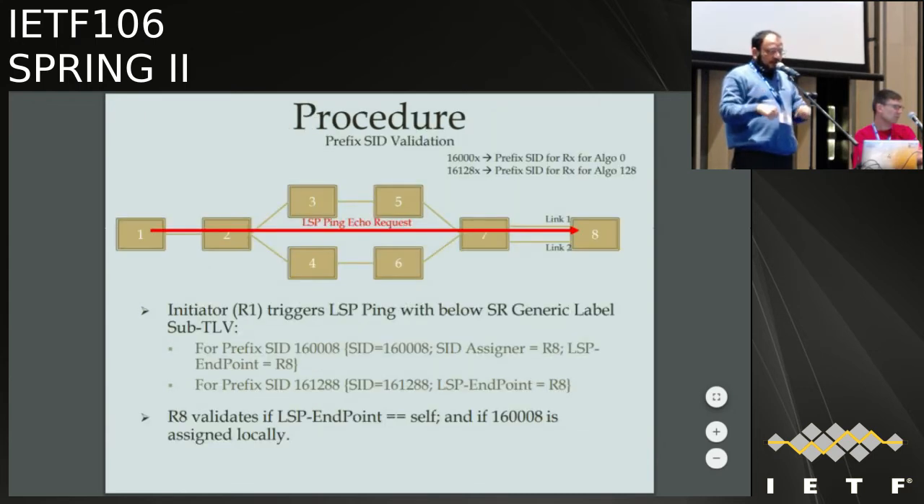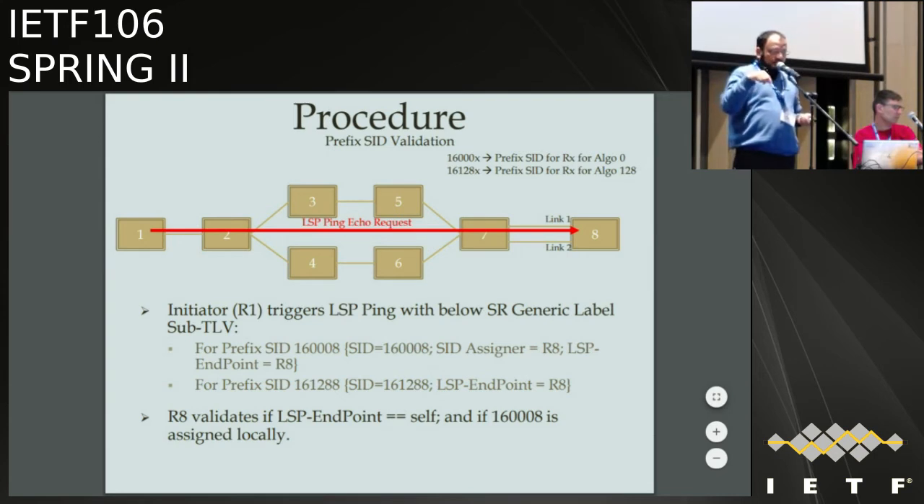So let's go over some cases that do not work today and how they will work with this FEC type. Here we say that 16000X is the prefix SID associated with algo 0, and the example here is using the same FEC to address ping or trace to a prefix SID for algo 128 or any other algo. Today we don't have this procedure. Today we don't have this coverage.